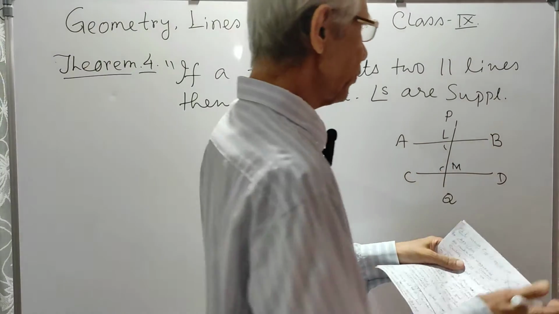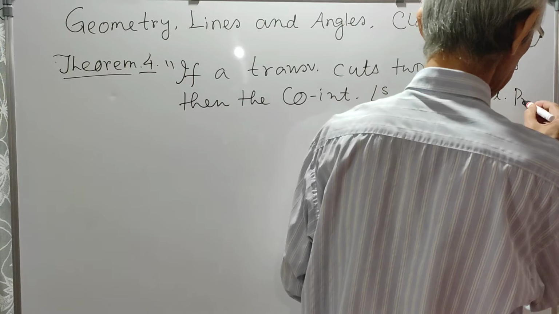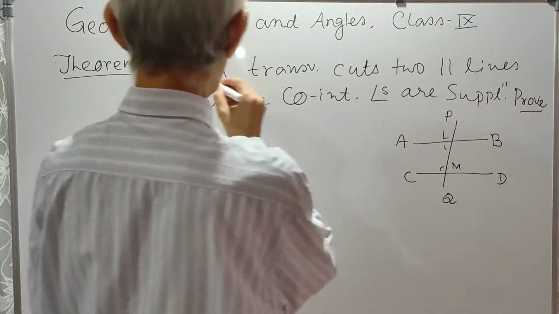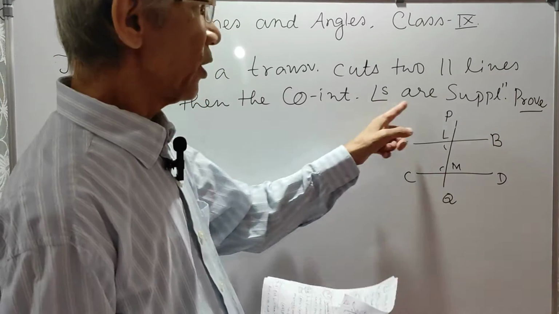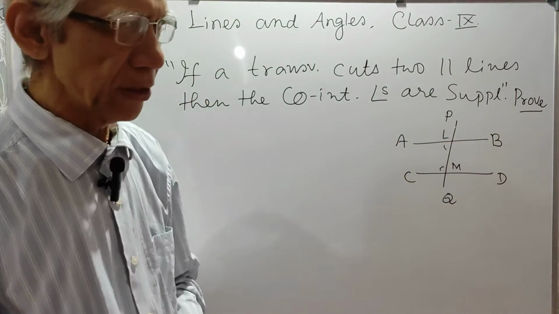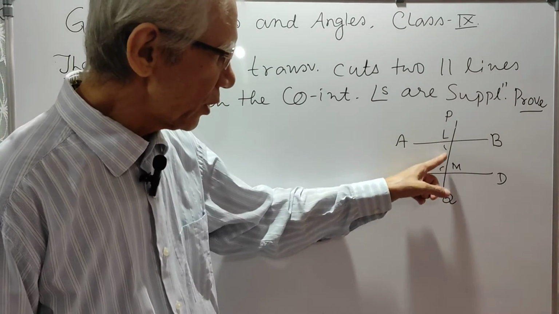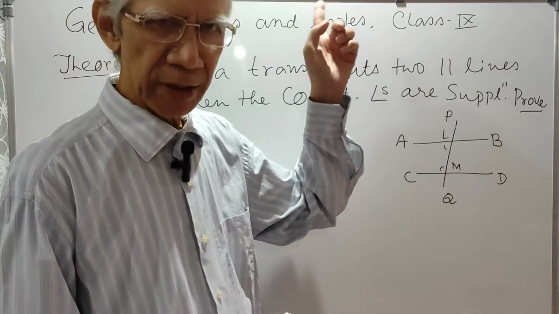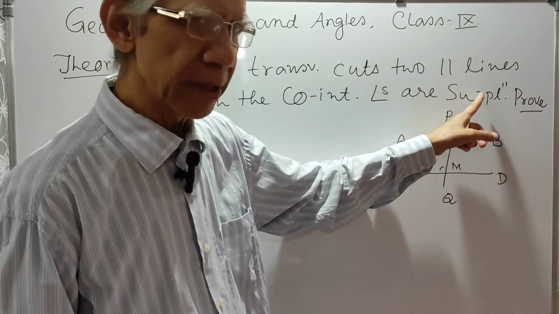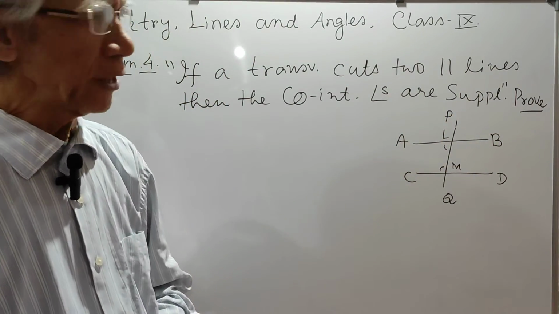And what do you have to prove? You have to prove that co-interior angles are supplementary. That means this plus this is 180 degrees. These two are co-interior angles. Yesterday I explained all these things in my video. So this plus this is 180 degrees, supplementary, that is what you have to prove, right?